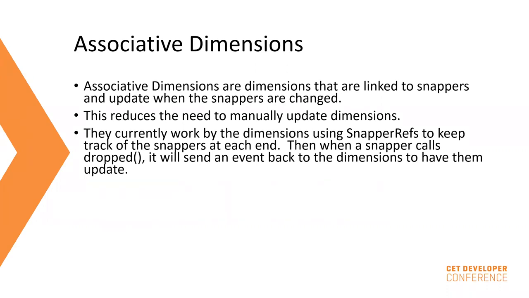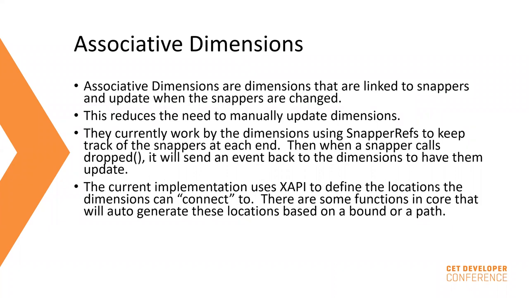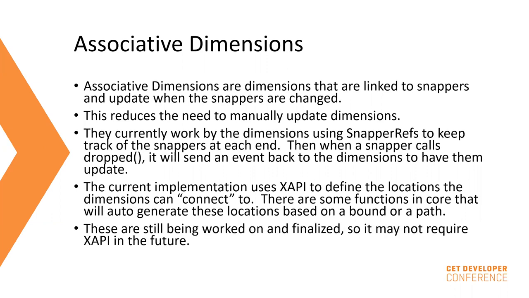And when those snappers get a call to dropped, it will then find the dimensions that it is linked to and update those dimensions. So the current system is using XAPI to define the locations that these dimensions can more or less connect to. They're kind of like feature snap positions. But there are some functions in core that will automatically generate these locations for you based on either the bound of your snapper or a path. And this functionality is still being worked on. So that may change in the future.